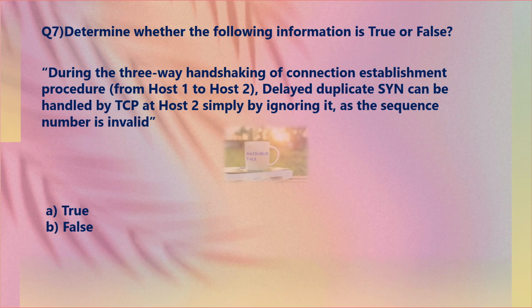During the three-way handshaking of the connection establishment procedure, a delayed duplicate SYN can be handled by TCP at host 2 simply by ignoring it as the sequence number is invalid. So the answer is A.